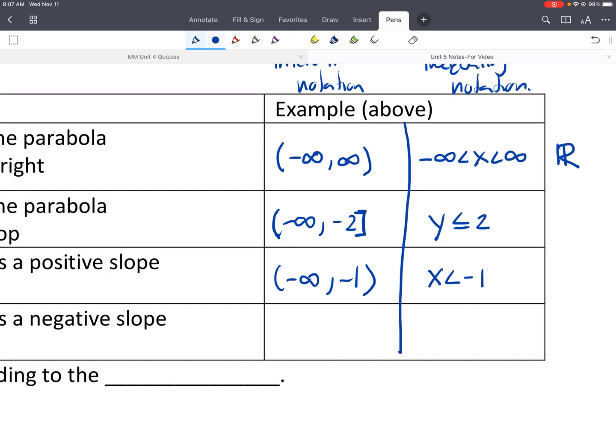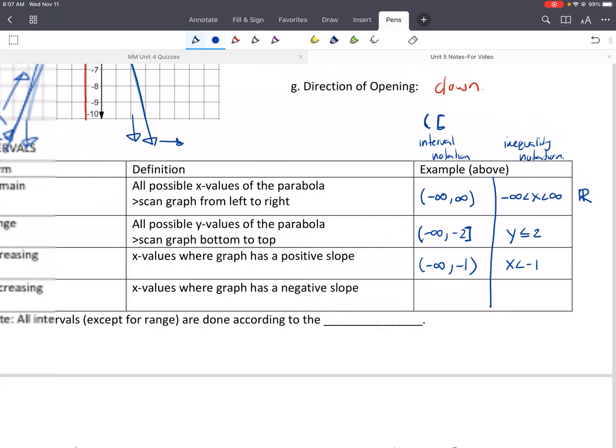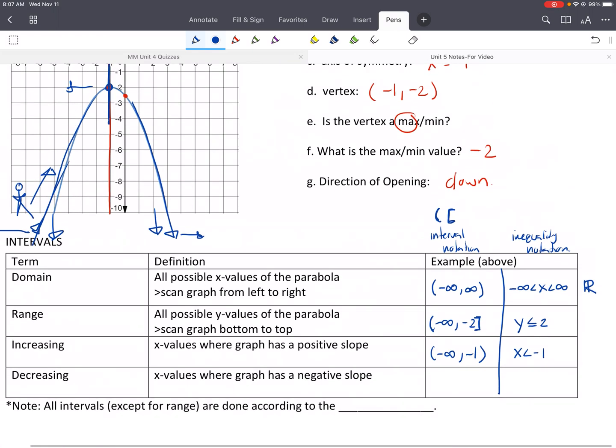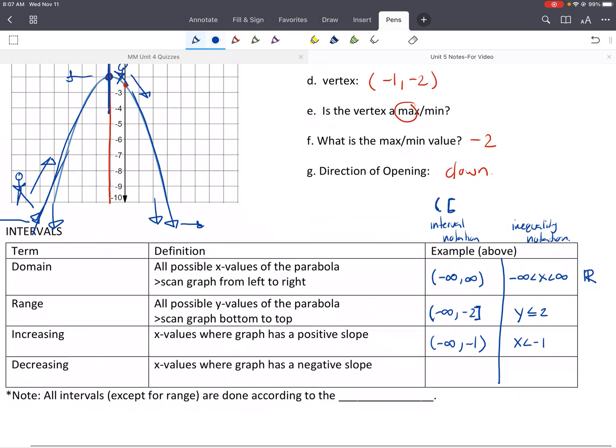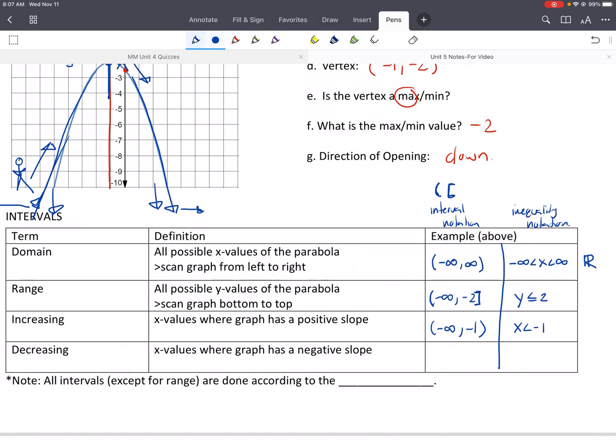And then for decreasing, if we were at this point, walking, we would be going down the parabola. The values would be decreasing. So we would say it's all x values starting at -1, but not including -1, all the way to infinity. And again, we could write it as inequalities as all x values greater than -1.